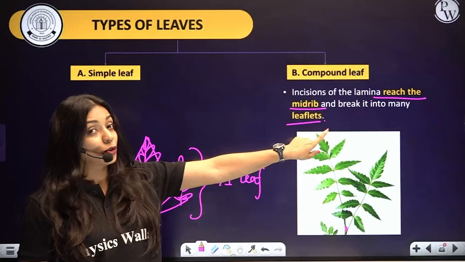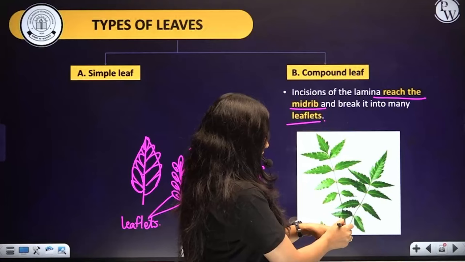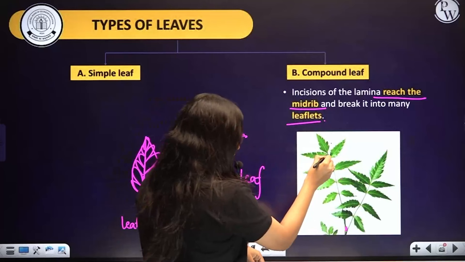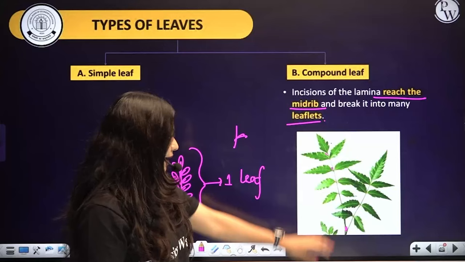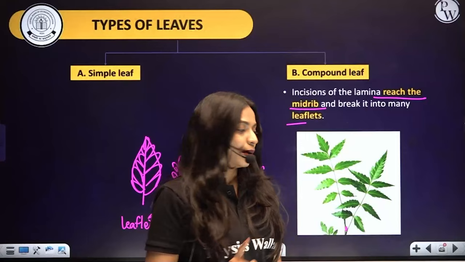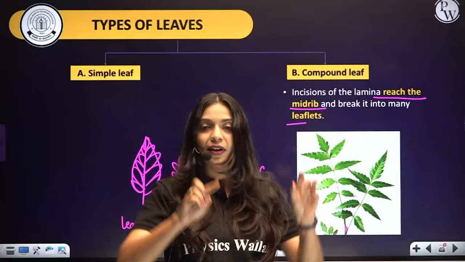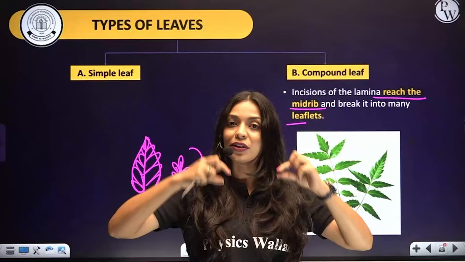If an axillary bud is present here, then these are leaflets. If individually each of these had an axillary bud, then each of these would be a leaf. Is that clear? In neem, we do not see axillary buds over here, but we see an axillary bud here. That means that this entirely is one leaf. The incisions were so deep, they reached the midrib, that the lamina is broken into different parts that are called leaflets. Understood?